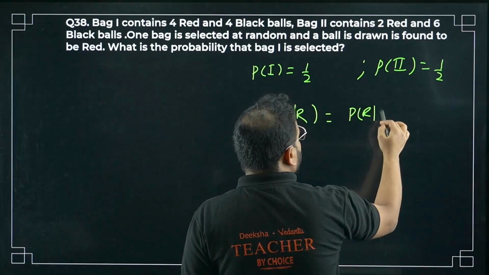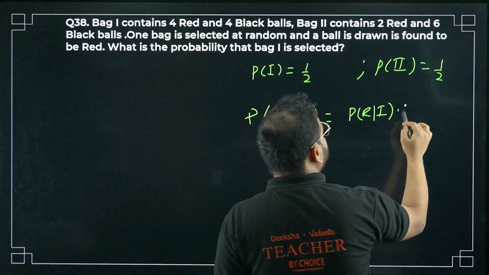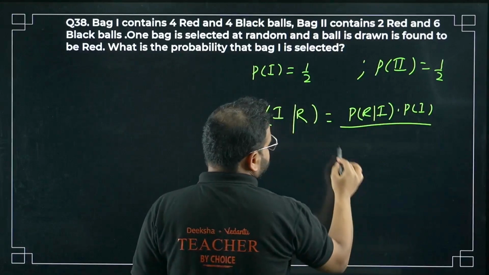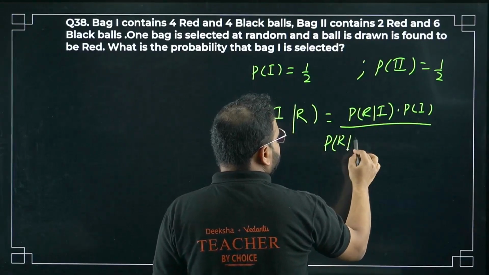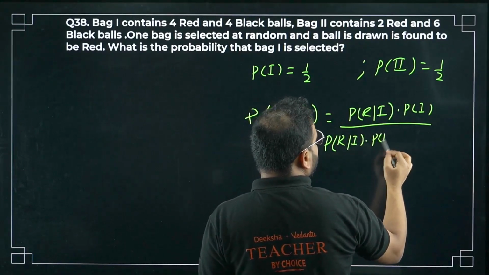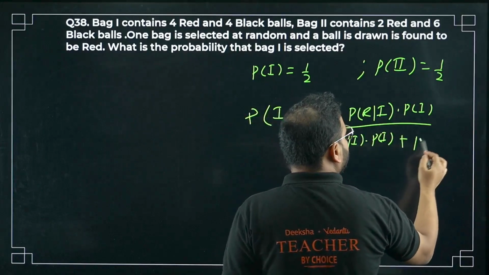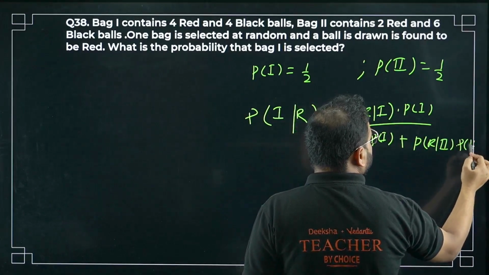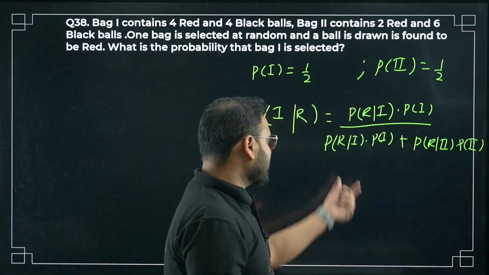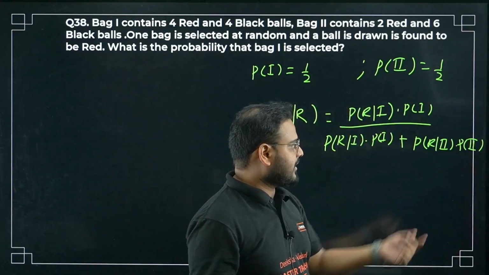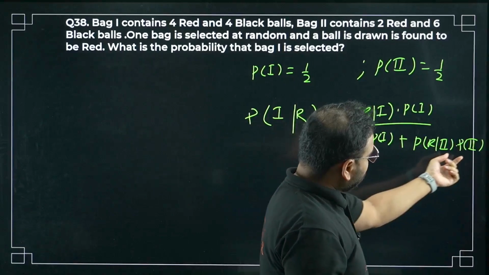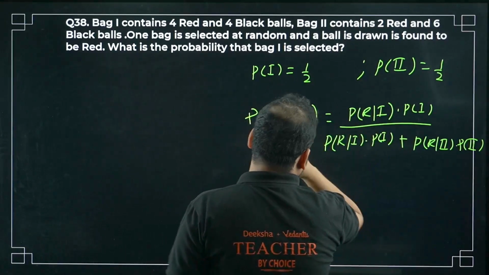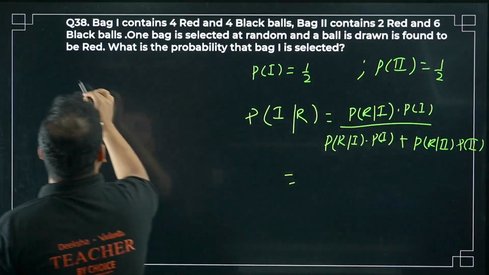P(R|I1) times P(I1), the bag 1, divided by the total probability: P(R|I1) times P(I1), the first bag, plus the red ball from the second bag times the probability of choosing the second bag. We have all the answers over here. Please check. How much is P(R|I1)?